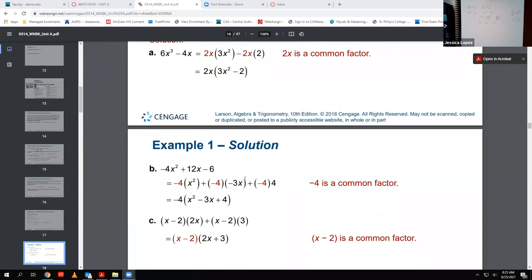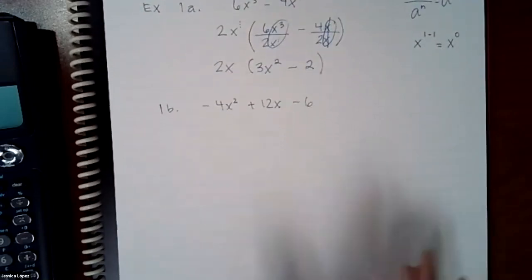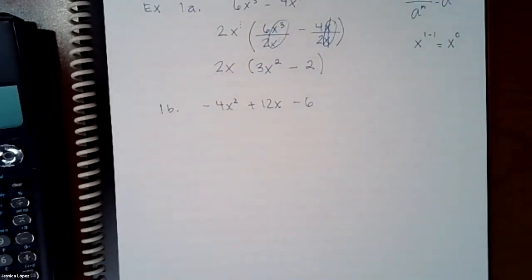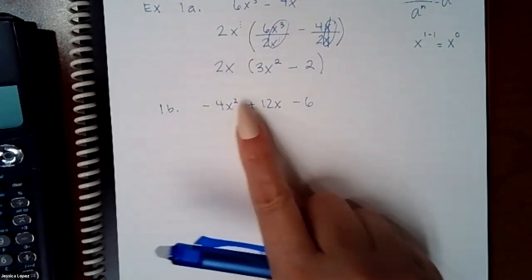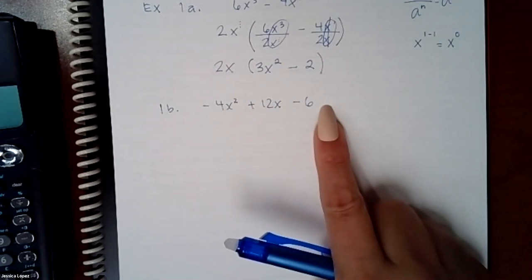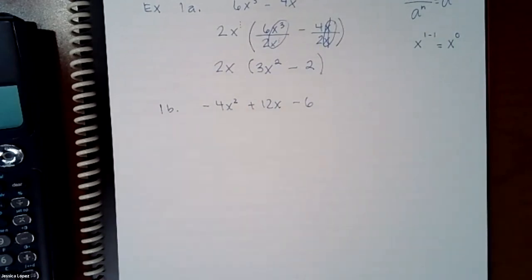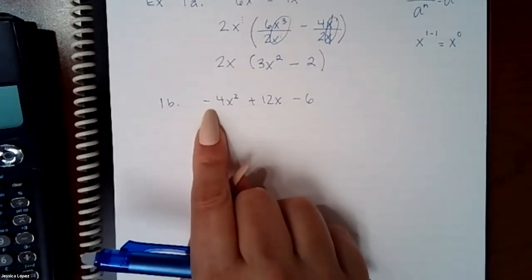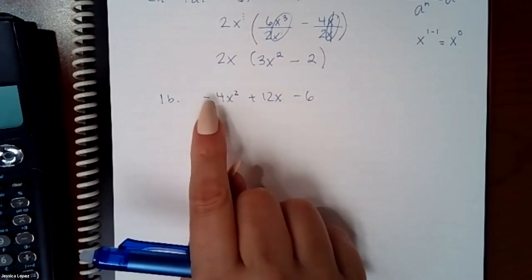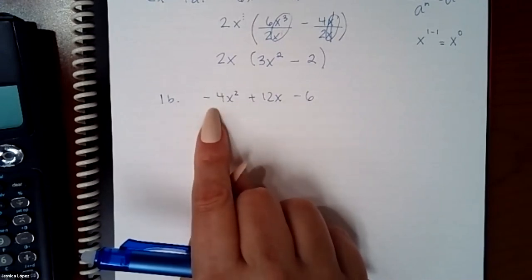Okay, now for the next one, it's the same thing, but there is a trick to that one. And I will explain it. When these things are in descending order, okay? When your polynomial is already in its standard form, the powers decrease. Here the power is 2, here the power is 1, here there's none, right? No x's at all. So it's already in standard form. When it's in standard form, if the front guy is negative, you have to factor out that negative. You do not have a choice, okay?